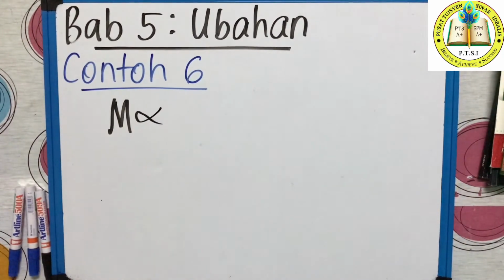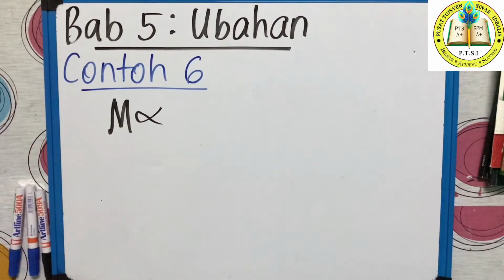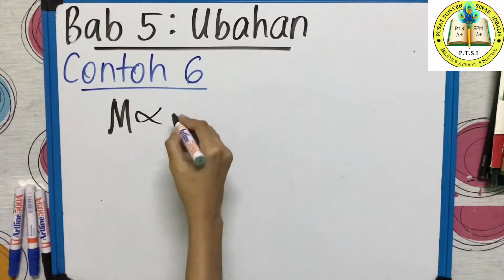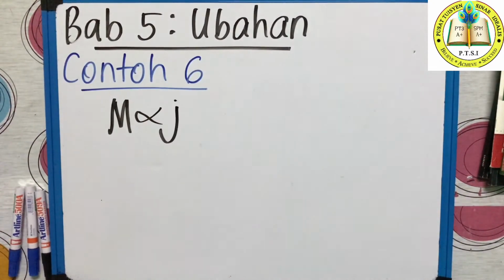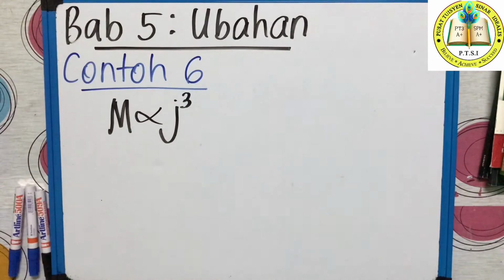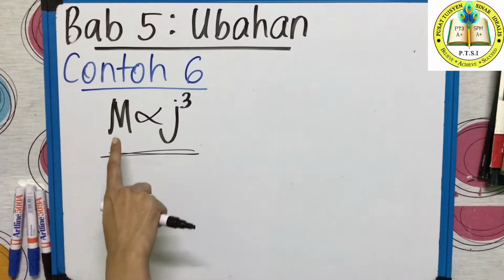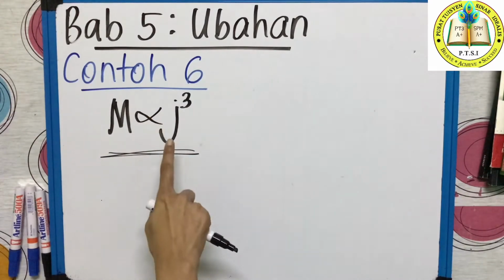The symbol berubah secara langsung. Langsung means direct. It's a direct variation. Ubahan langsung. Dengan kuasa 3 jejarinya. Kuasa 3 jejari is radius, right? So teacher put J. If you follow English, you can put R. They say kuasa 3 jejari means J kuasa 3. That means cube of jejari. Cube of radius. Kuasa 3 jejari. So this is the point given in the question.